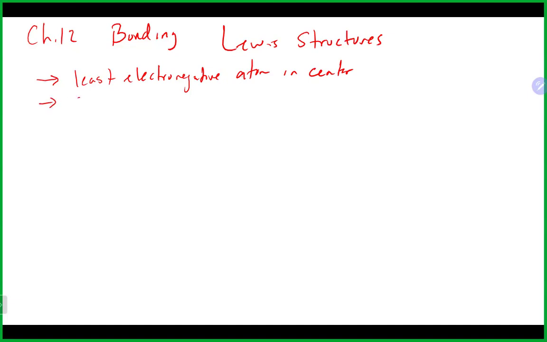Probably the most important thing that you want to do is count the total number of valence electrons. Remember that equals the group number. And you also need to take into account if something has a charge, you need to adjust the total count of electrons. So if something has a negative charge, that means it has gained electrons, so you need to add that to your total. If something has a positive charge, then it has lost electrons, so you do need to subtract that from your total.